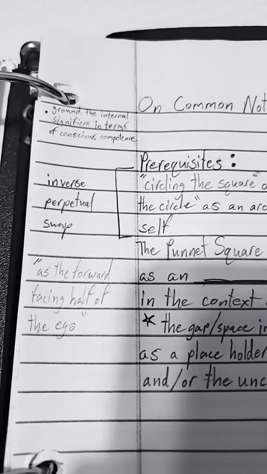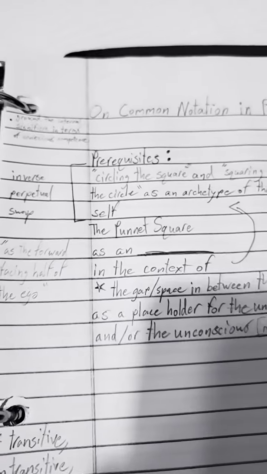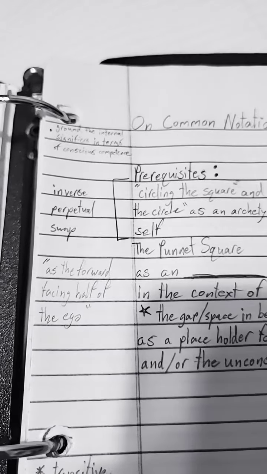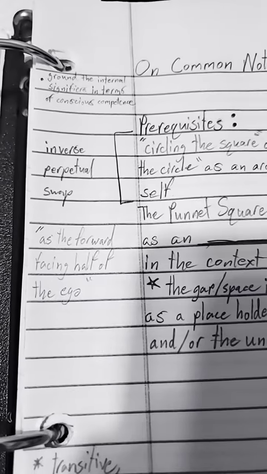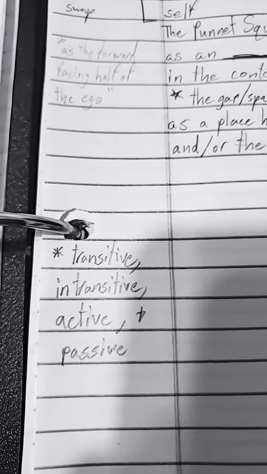Modifier: inverse perpetual swap. Squaring the circle, circling the square, squaring the circle, circling the square as the forward-facing half of the ego. Transitive, intransitive, active, and passive. We're talking about verbs, we're talking about clauses, we're talking about psychological types.